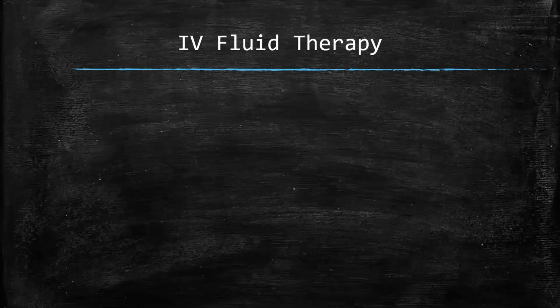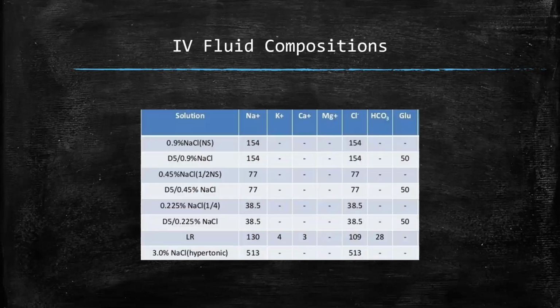All right, with that as a little background, let's talk about IV fluids and how we might think about using them. So here's a chart that shows the common fluids that we use with their electrolyte composition. And most of the fluids we use, as you can see, just contain sodium and chloride. The one difference is lactated ringers down here.